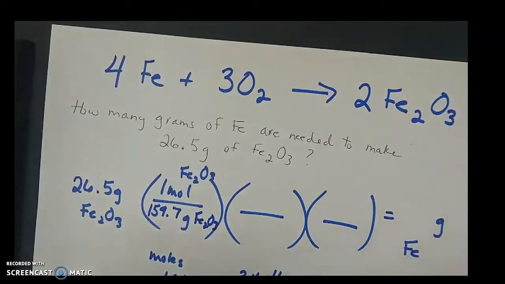I put grams of iron 3 oxide on the bottom because I want to cancel those units. Grams over grams cancels out. So I'm at moles of iron 3 oxide.